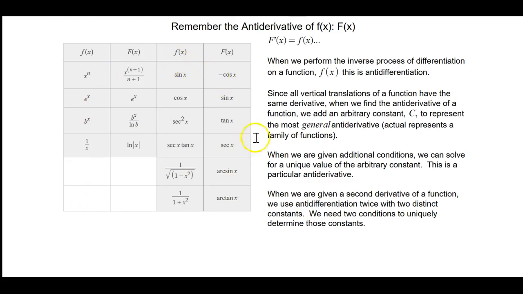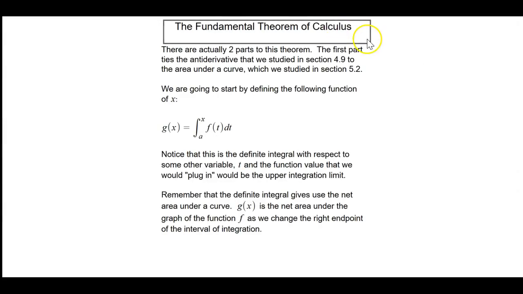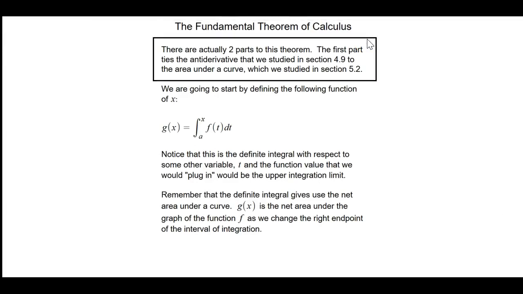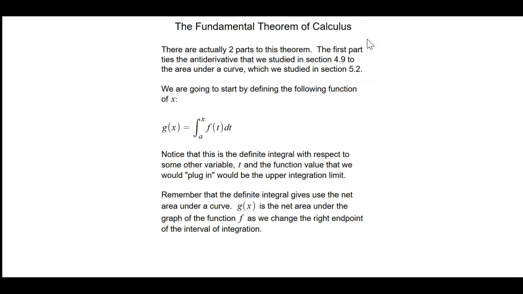So you'll want to remember or review the antiderivative table that we talked about in section 4.9. So the fundamental theorem of calculus is actually two parts. The first part is what ties the antiderivative, the area. So we're going to start off by defining this function, which is kind of strange looking.